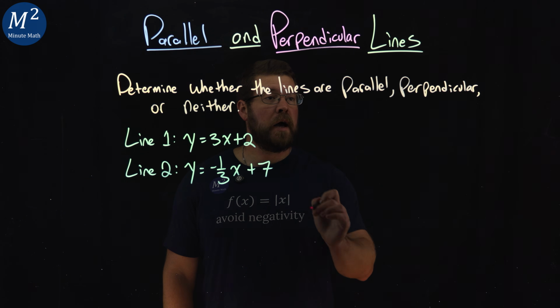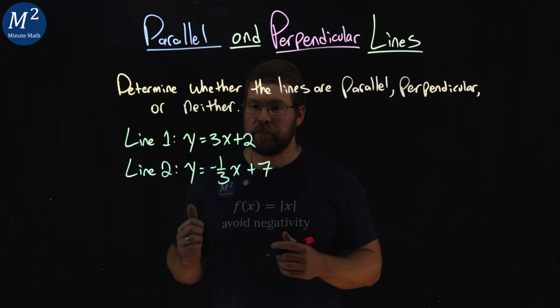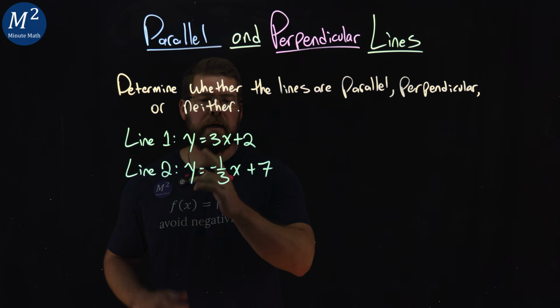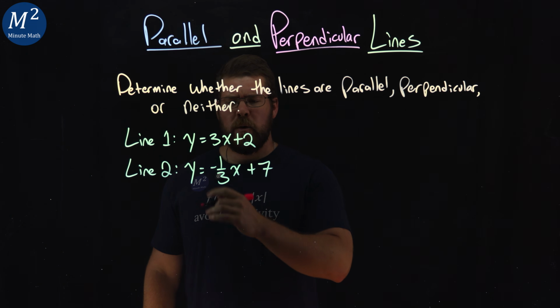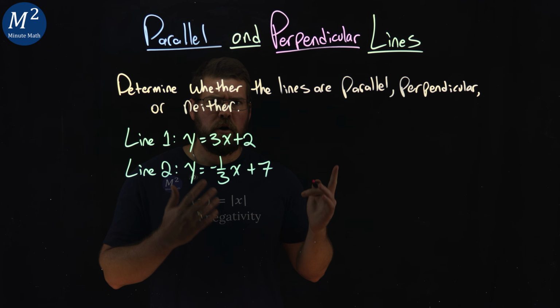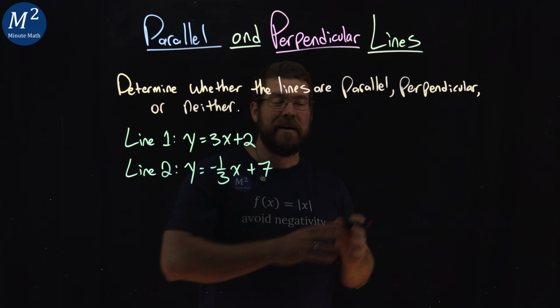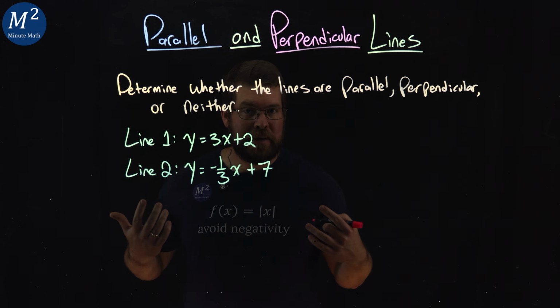Determine whether the lines are parallel, perpendicular, or neither. Our two lines are y equals 3x plus 2 and y equals negative 1/3 x plus 7. So let's go first through and see, are they parallel or are they perpendicular? If we can't show either one, it must be neither.